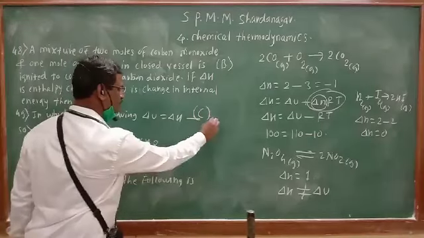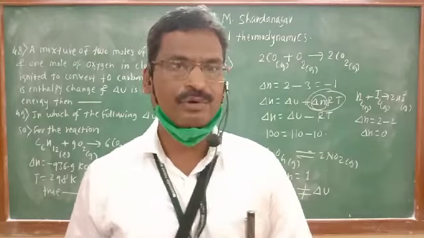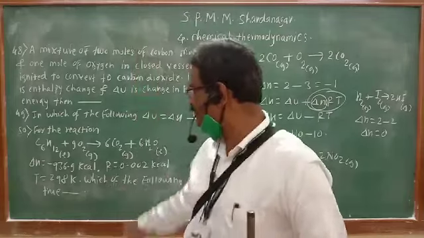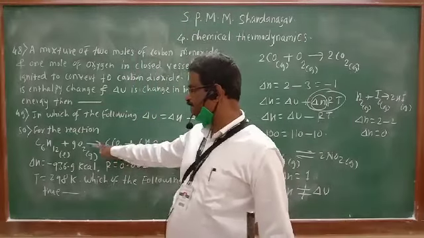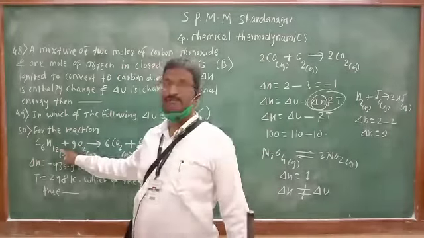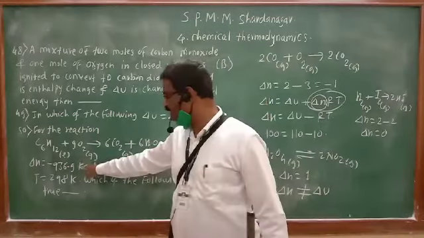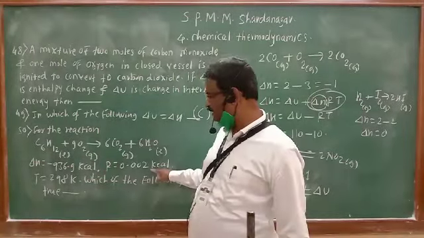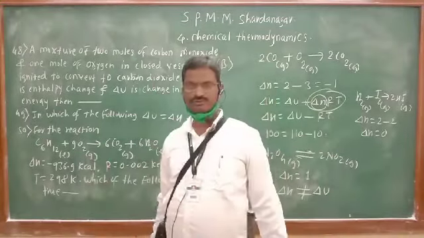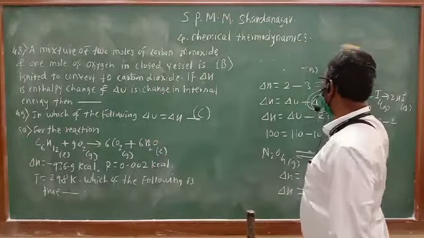Option C is right, in which delta U is equal to delta H, where the number of moles of reactant is equal to the number of moles of product. Now question number 50. This is the combustion of C6H6 giving 6CO2 and 6H2O. Delta H is given in kilocalorie, temperature in Kelvin. Which of the following is true? So directly by substituting these values, obtain the relation.